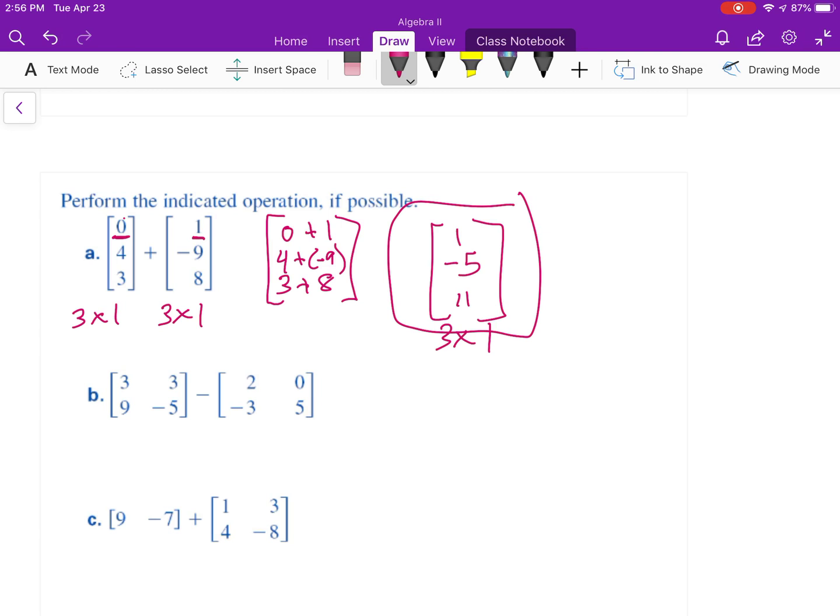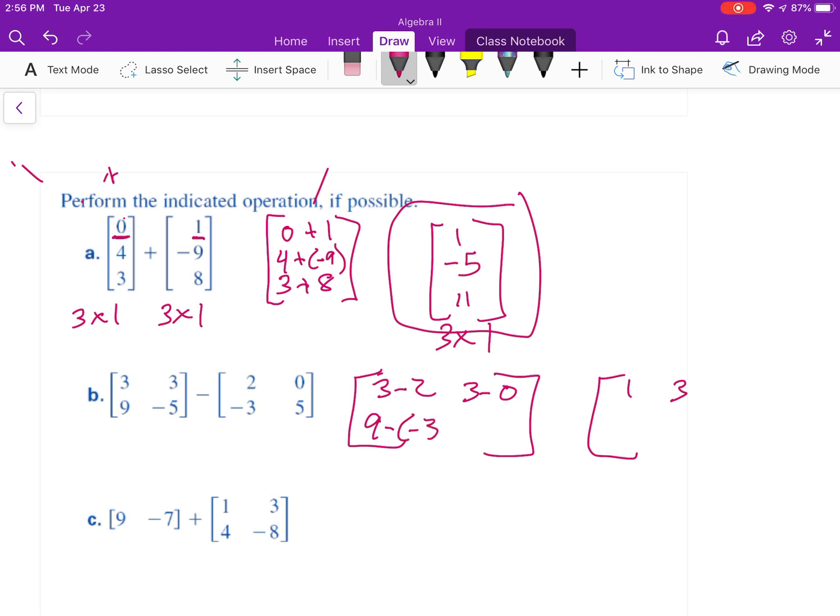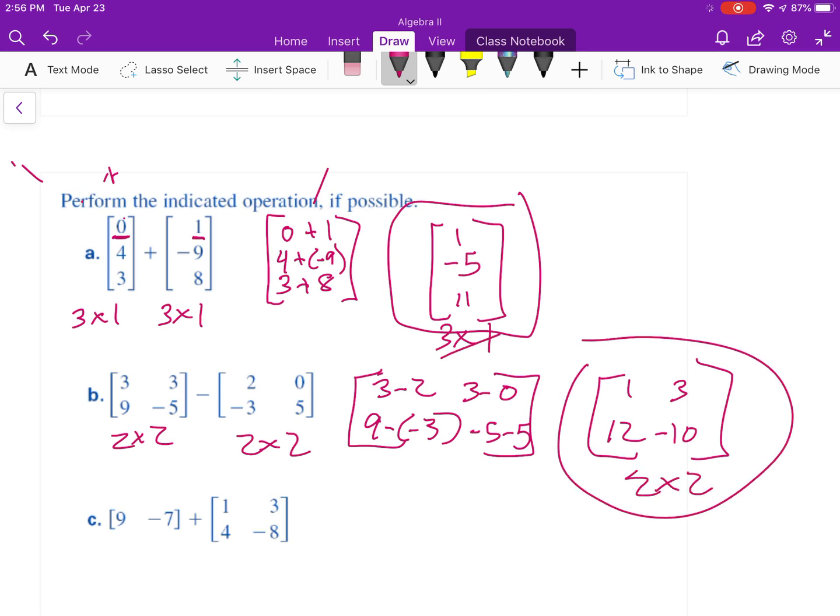Same thing with subtracting. Subtracting, I'll take 3 minus 2 to get 1. 3 minus 0 to get 3. 9 minus a negative 3 to get 12. Negative 5 minus 5 to get negative 10. Okay, I took a 2 by 2, another 2 by 2, added them together, or actually subtracted them, and got another 2 by 2. And that's what I'm looking for.